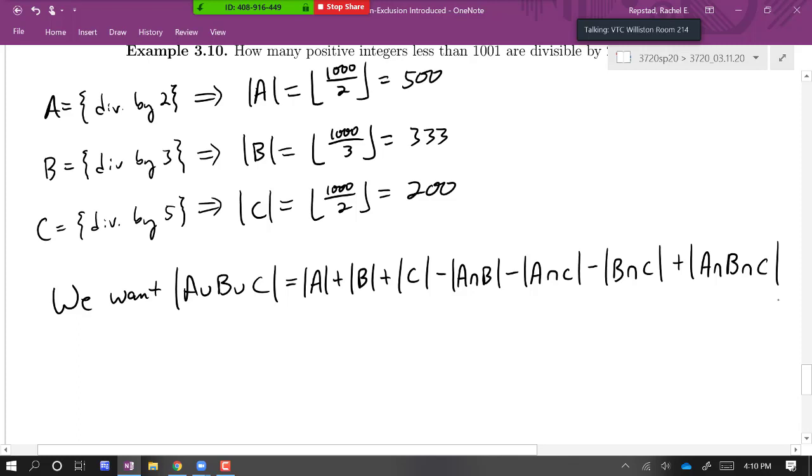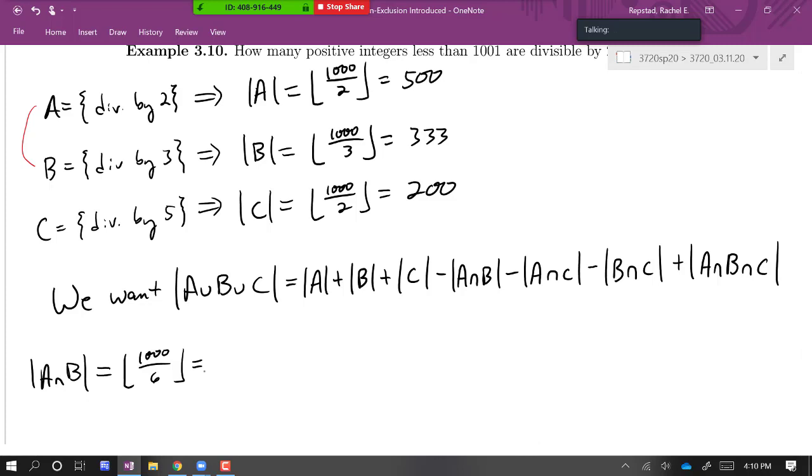So we know the first three numbers. We got to get the others. Let's find the size of A intersect B. A intersect B means it has to be divisible by 2 and 3, so it's divisible by 6. And that gives us 166.